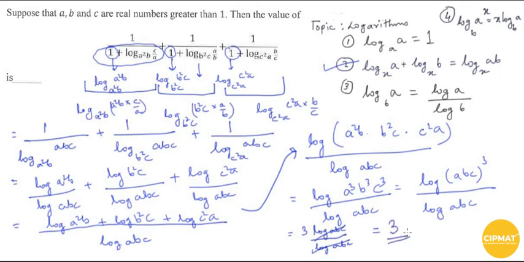So what is this 3? It's nothing but the value of this complex looking expression, right? So the value that you're going to write here is 3. You write this, you get full credits for this question.